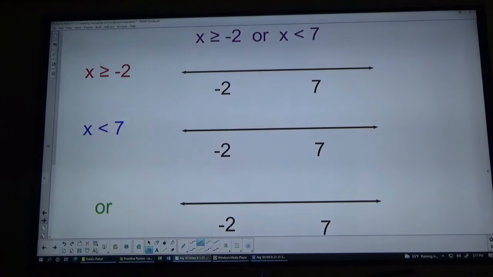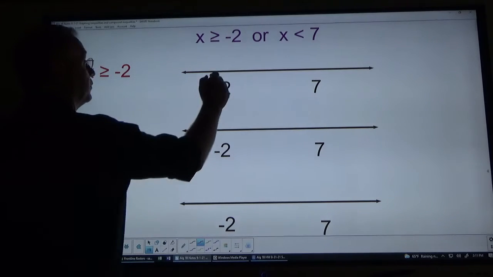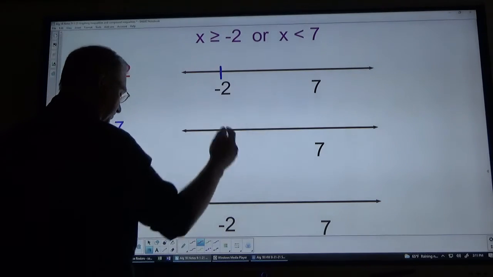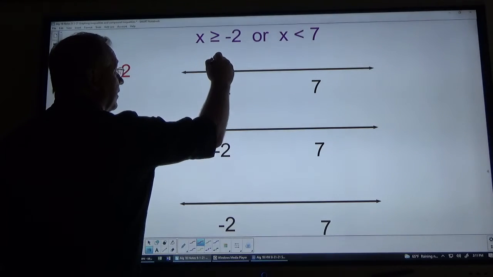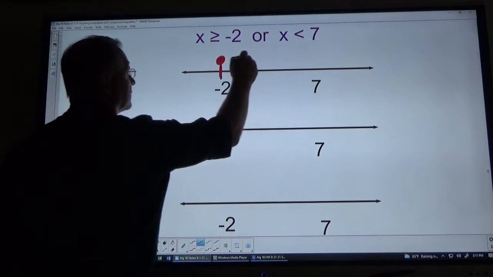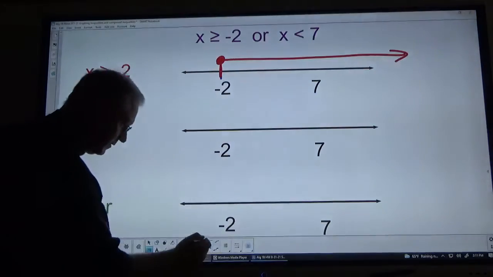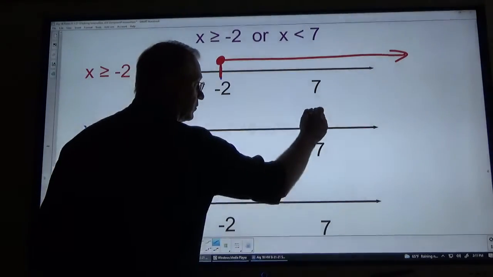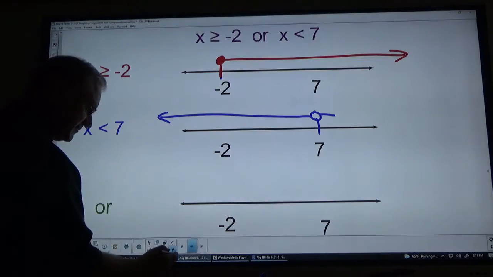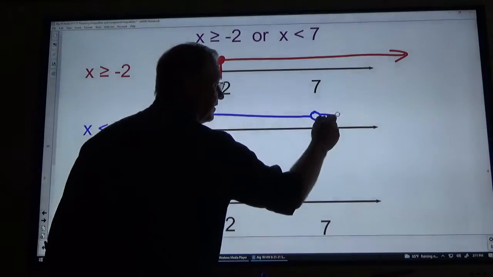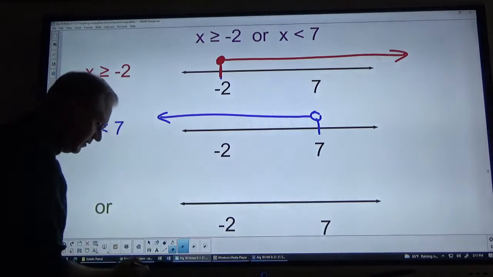Next one. Now I not only have this one greater than, this one is now less than. So I'm going to put a, it's red, come on, it's red. A solid dot over -2, arrow to the right. And an open circle over 7, arrow to the left, not right, left. Let me just erase what I've mistaken, that's better.